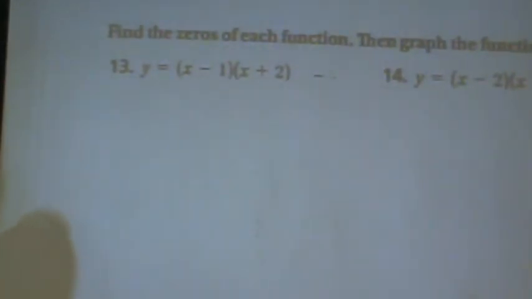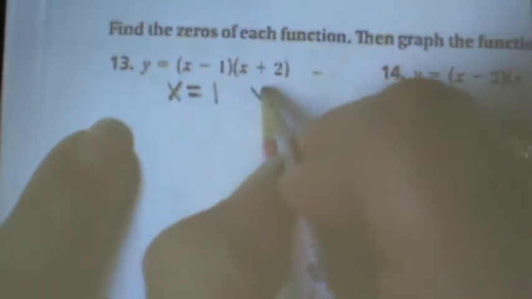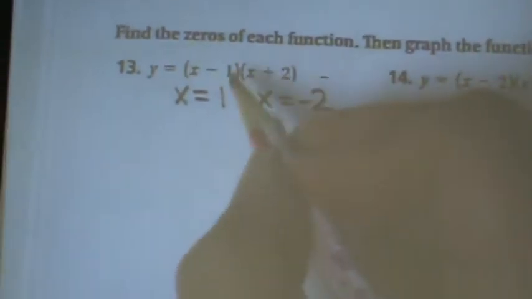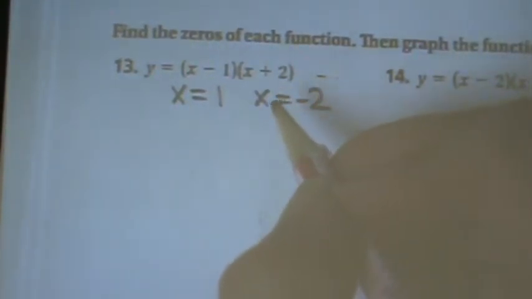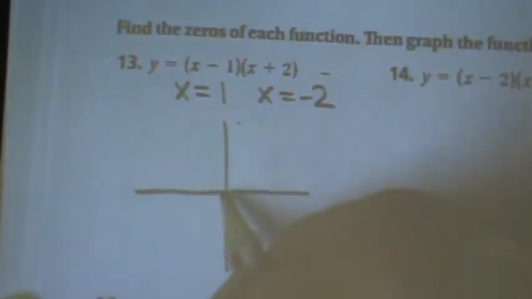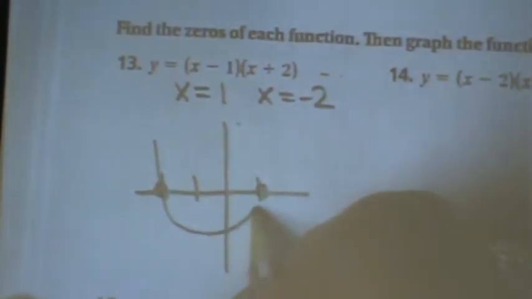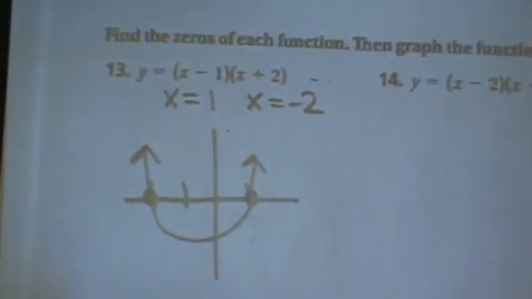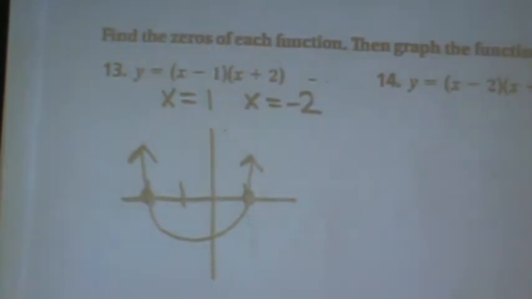Questions 13 through 18 are asking you to find the zeros. Guess what? It's already factored for you. What are your 2 zeros? 1 and -2. What kind of polynomial is this one? It's an x squared, it's a quadratic, and the leading coefficient's positive. All I want you to do is this. At -2, put a dot, and at 1, put a dot, and I just want the shape. Left and right and the zeros. That's all you need to do. Okay? So those are really easy.